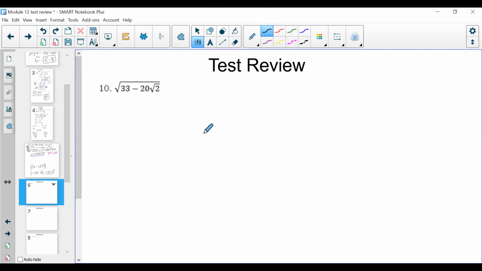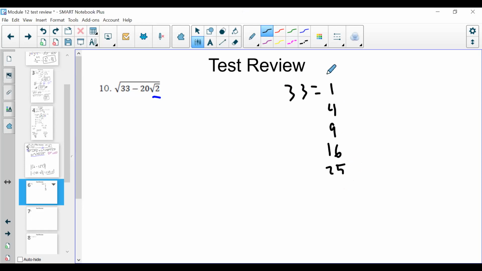All right, so back to number 10, I want to fix this problem right here. So 33, I want to break this up into a perfect square plus another number that ends with the root 2 when you take the square root of it. So I'm going to start by listing out the perfect squares less than 33. So I have 1, 4, 9, 16, 25, and then it's 36, but that's bigger than 33, so I don't have to worry about that.